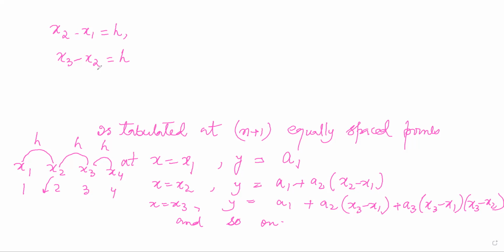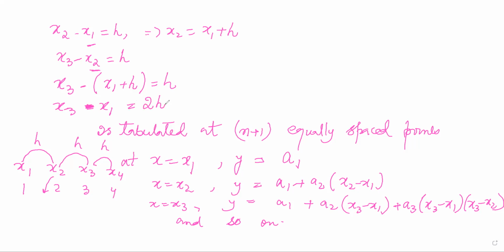Can we write this as x3 minus x2? From this equation, x2 can be written as x1 plus h, so x2 is equal to x1 plus h. Okay, so we can write x3 minus x1 minus h is equal to 2h minus h, so x3 minus x1 is equal to 2h.